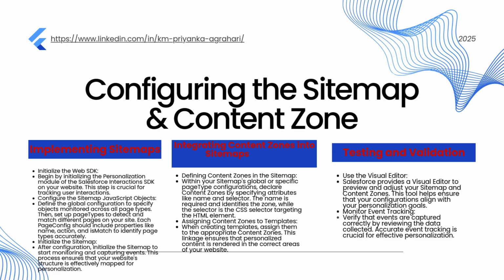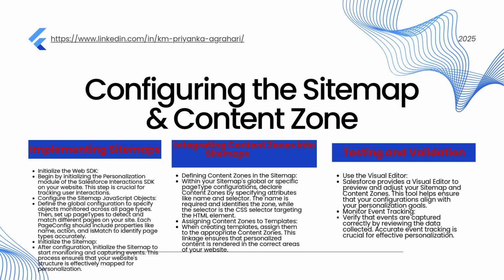The second step is to configure the sitemap JavaScript objects. Define the global configuration to specify objects monitored across all page types. Then set up page types to detect and match different pages on your site. Each page config should include properties like name, action, and isMatch to identify the page type accurately.